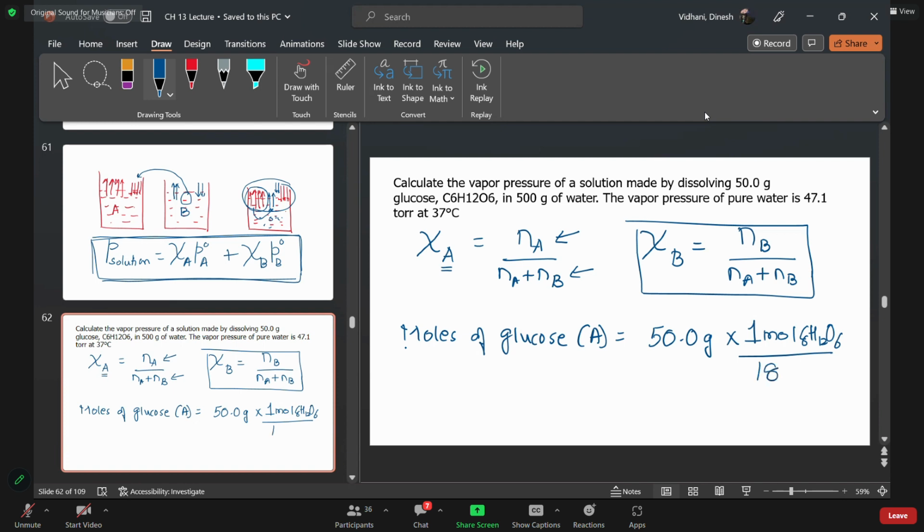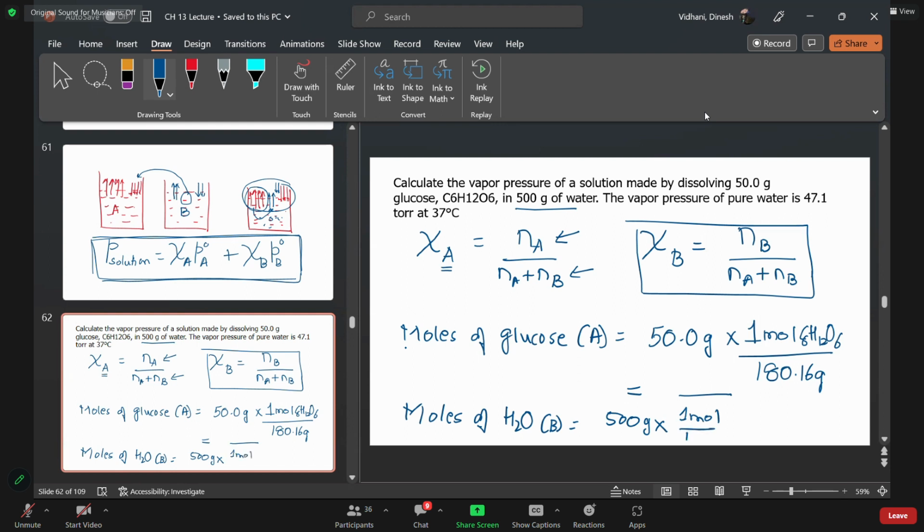Are you guys getting 180.16 grams? Can you find me the moles of A, and then also find me the moles of water, which is B? You have 500 grams of water, so 500 grams multiplied by 1 mole. Can you tell me what that is?